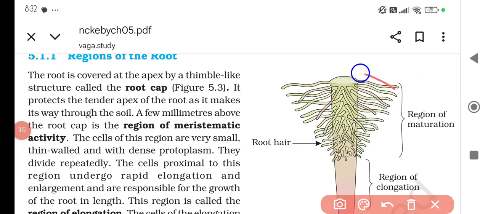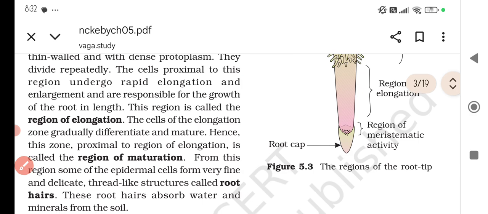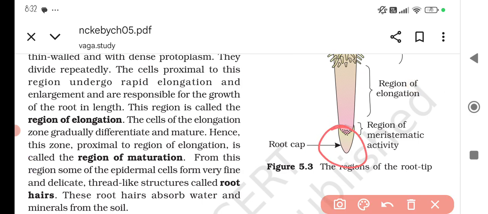And these root hairs are not present in hydrophytes. Hydrophytes are the water plants present in the water. Because they are already present in water, they do not need any special structures to absorb water and minerals. The water directly gets diffused. So there are no root hairs present in hydrophytes. And the root cap also is not present in hydrophytes.